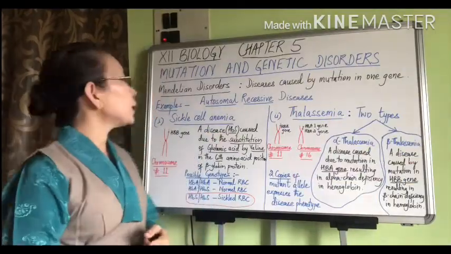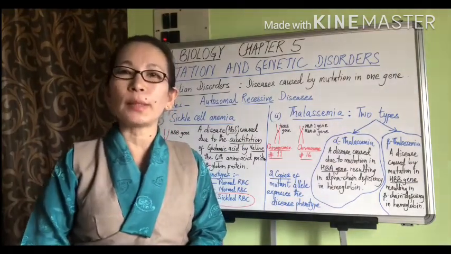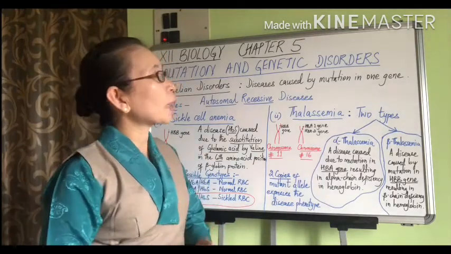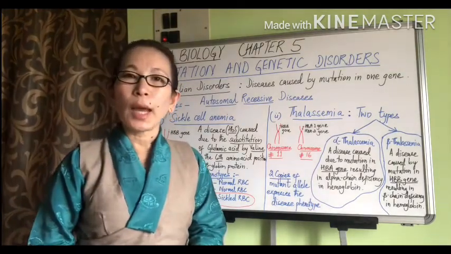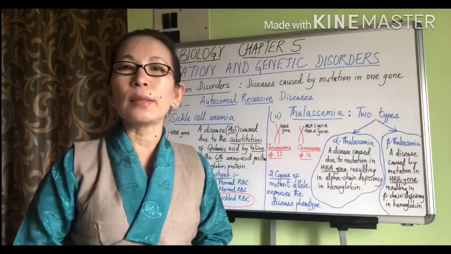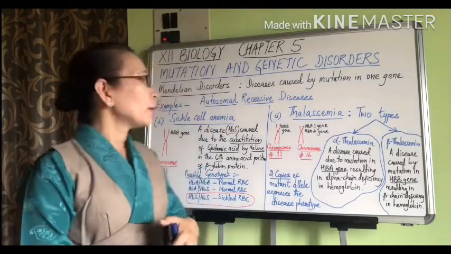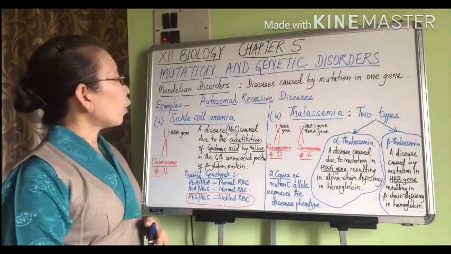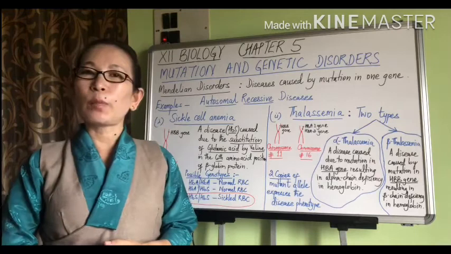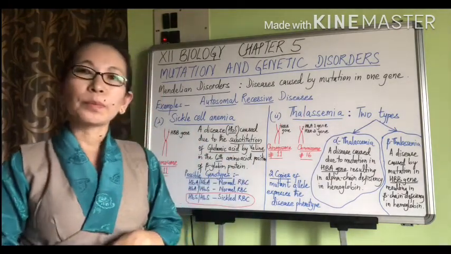Let me now discuss Mendelian disorders or monogenic disorders by taking specific examples of human diseases. These are the diseases which are caused by mutation in one gene. And these diseases follow a similar pattern of Mendelian inheritance. Either these diseases are completely dominant or they are completely recessive. Here are examples of autosomal recessive Mendelian type of disorders, which are sickle-cell anemia and thalassemia.